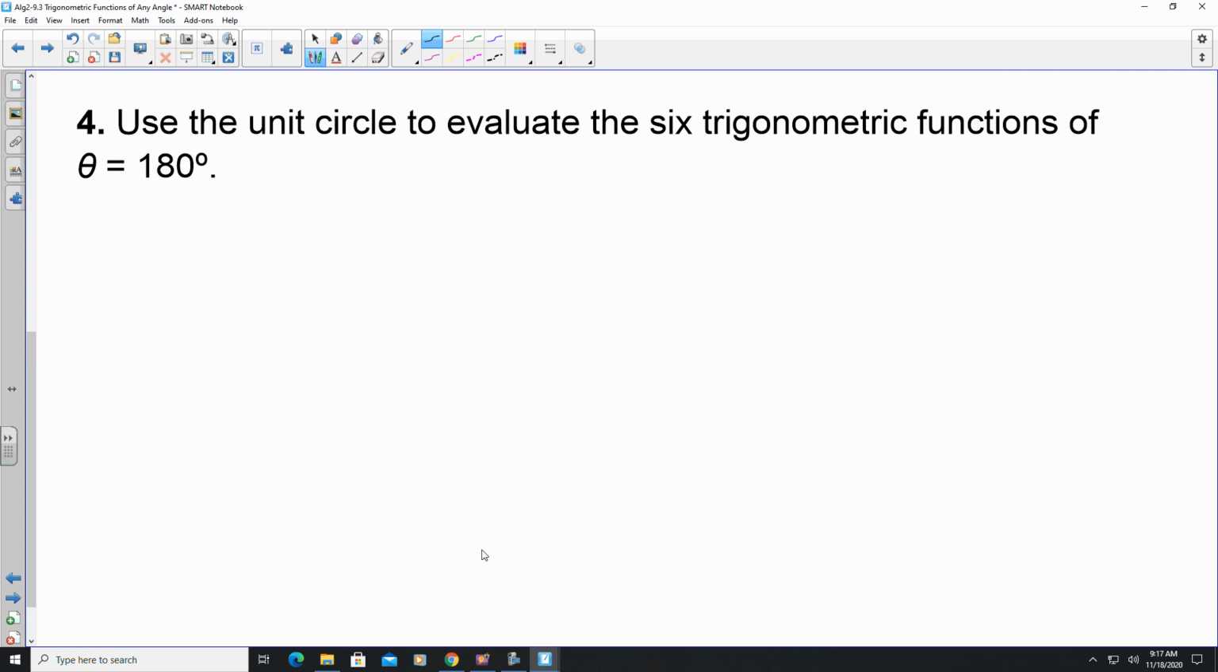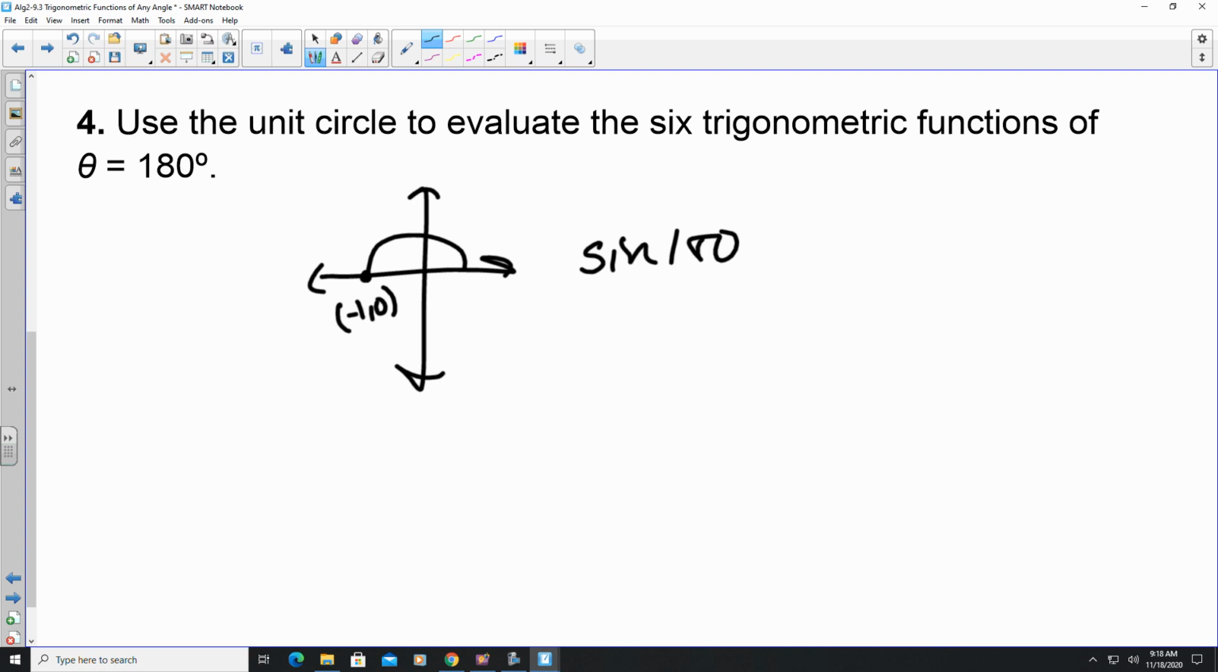So number 4 here is the unit circle with 180. So looking here, 180 is right here. The location of that coordinate is going to be -1, comma 0. So sine of 180, cosine of 180, tangent of 180. So we got 0 divided by 1, that's 0. Cosine of 180 is -1 divided by 1, so that's -1. Tangent of 180 is y divided by x, so that's 0.